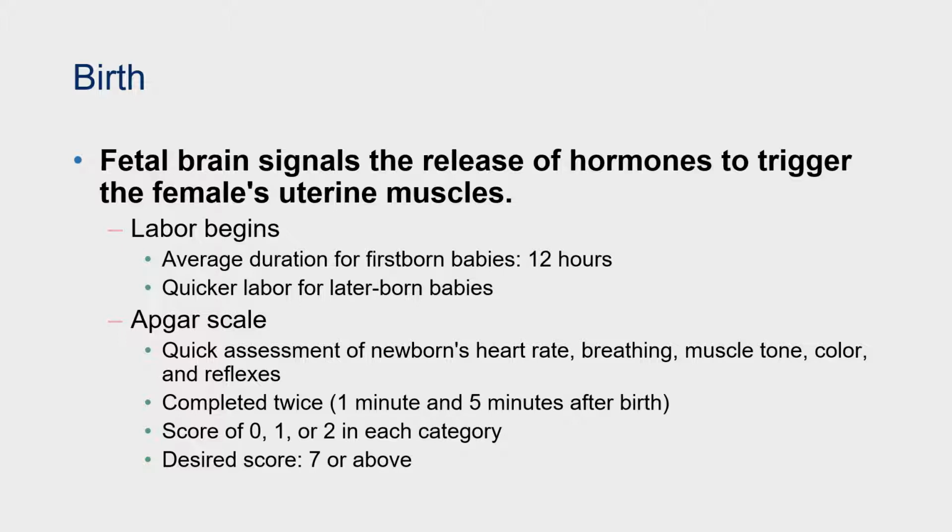The APGAR scale is a quick assessment of a newborn's body functioning. The baby's heart rate, respiration effort, muscle tone, color, and reflexes are given a score of 0, 1, or 2 in each category twice, at 1 minute and 5 minutes after birth.